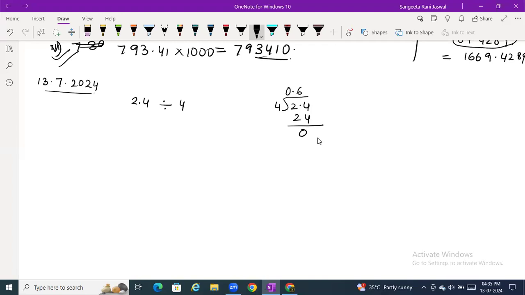After 6, no beta. No. If it had been some other number like this, then the decimal point goes after 6. But here, since the decimal point is here, we will put the decimal point first. And if the decimal point is in between the numbers or in front of these numbers, then you will put the decimal point first. Okay, let's take up another question.